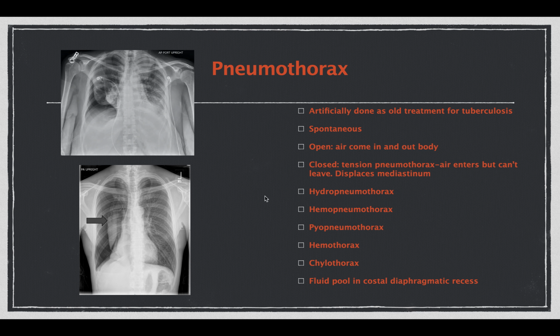and there's several different types. Hydropneumothorax, where water is in the lungs. Hemopneumothorax, that's blood. Pyopneumothorax, that's pus. This is pretty serious. I mean, all of them are pretty serious, but this is usually a tiny bit more serious because you're now concerned about sepsis. Hemothorax, that's going to be blood in the thorax itself, and chylothorax, which is very rare. It means that there's going to be lymph in the thorax.